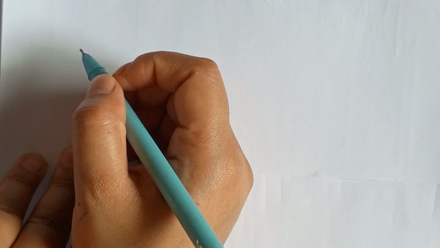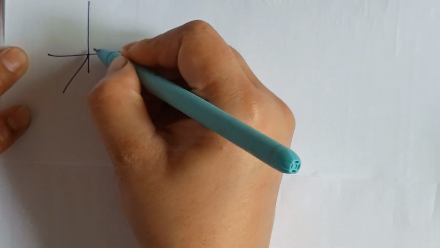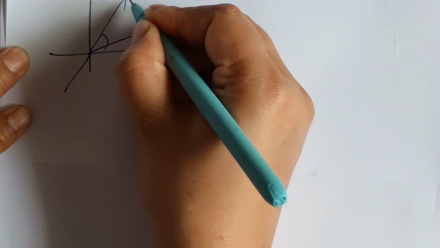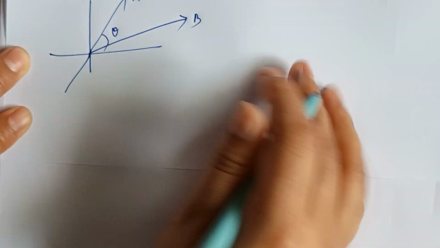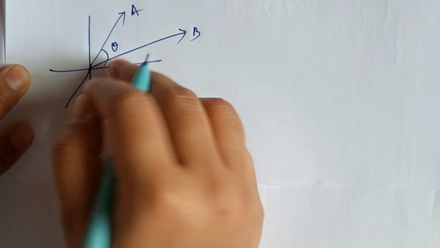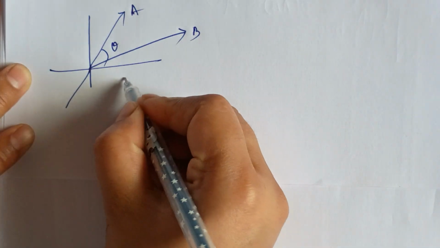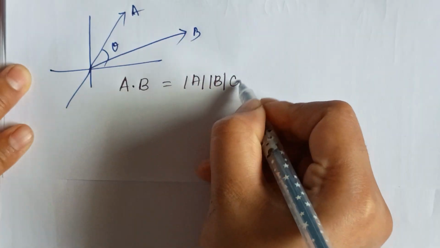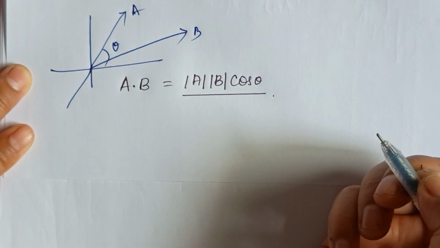Let's go a little deeper into the dot product and look at some cool properties that make it so powerful. Okay, now we have two vectors. Consider two vectors somewhere in space, vector A and vector B, having some angle theta. So let's first see the formula. A dot B is mod A mod B cos theta, right?